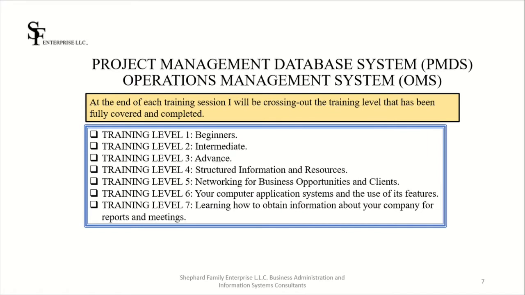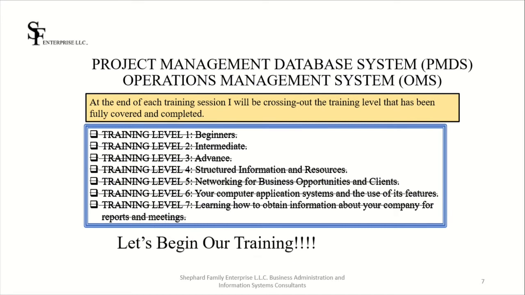At the end of each training session, I will be crossing out the training level that has been fully covered and completed. For example, once we have completed training level 1 for beginners, I will cross it out. When we complete training level 2 for intermediate, I will be crossing it out. When I finish training level 3 for advanced persons, I will cross it out, and so forth and so on. Let's begin our training.